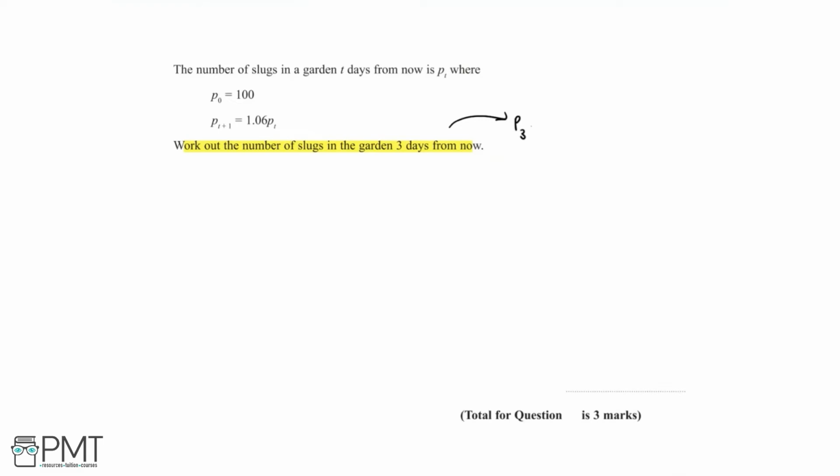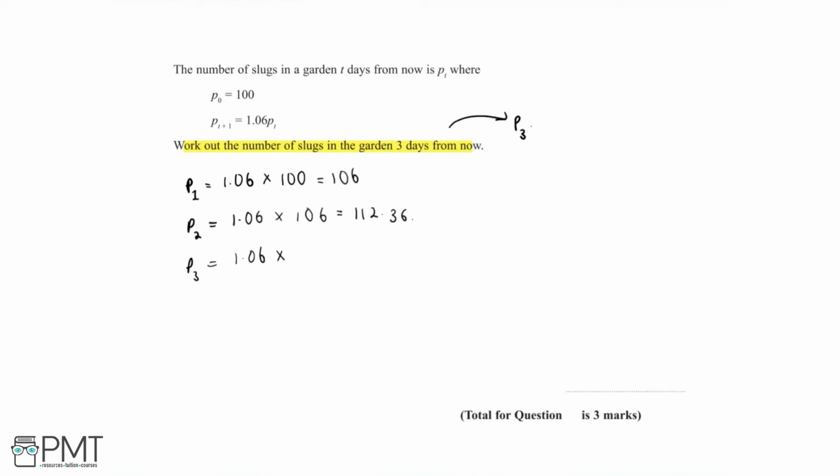So we have p_0 is equal to 100, and we're given the formula to find the next term in the iteration. So let's start by finding p_1. p_1 is equal to 1.06 multiplied by p_0, and so 1.06 multiplied by 100 is equal to 106. Now let's find p_2. p_2 is equal to 1.06 multiplied by p_1, and p_1 is equal to 106. And so p_2 is equal to 112.36.